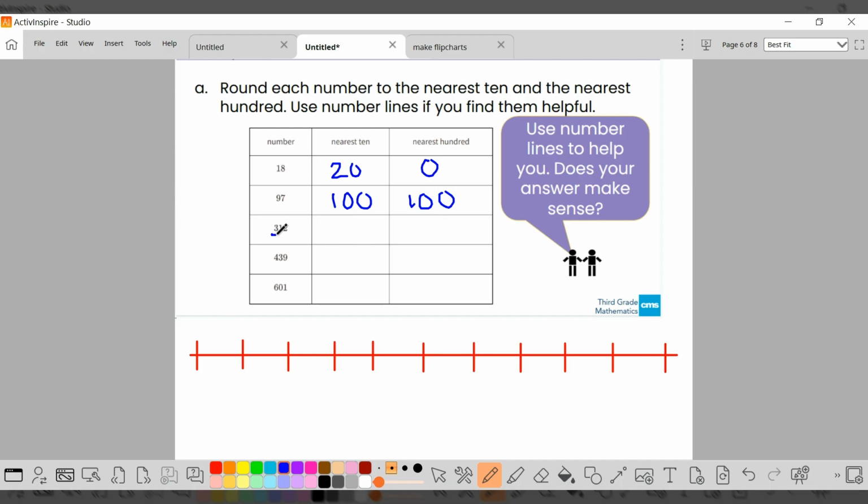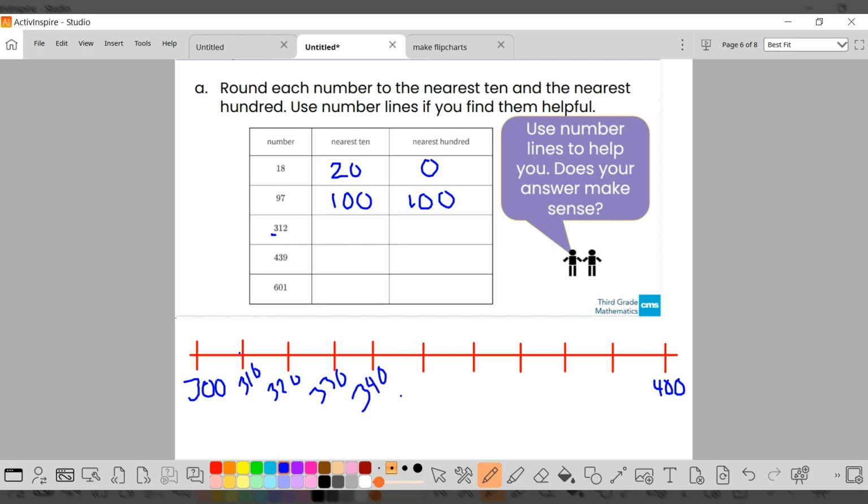So I want to look at what 312 is between. So we have 300s, so that's our starting point, 300. And then after 300, if I skip count by hundreds, I'm going to land on 400. So now I'm going to look at the tens again. So this line here is 310, 320, 330. And yes, you do need to know how to skip count by tens past 100.